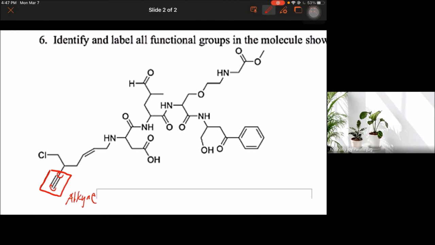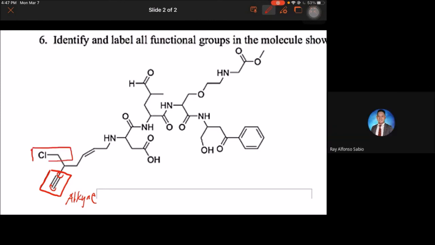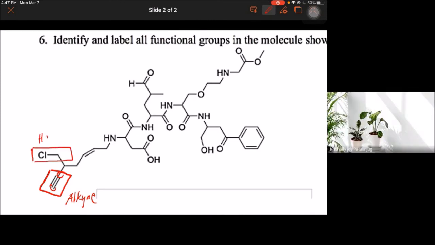What about this portion? Halide. Okay, very good. This is halide, because there is a halogen directly or singly bonded to a carbon. Singly bonded to a carbon, so that's halide or haloalkane. What about this portion? Alkene. Very good. This is alkene, because carbon double bond to a carbon.